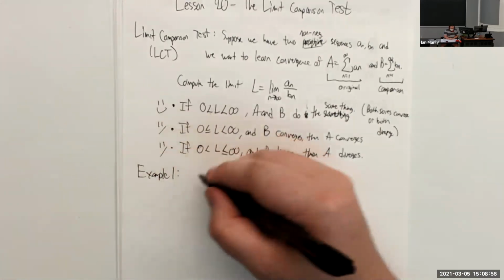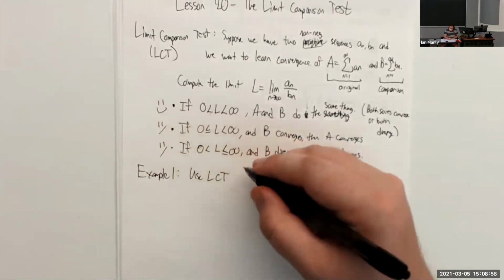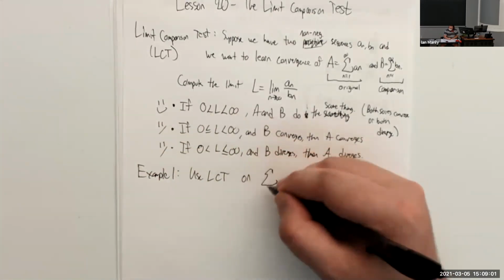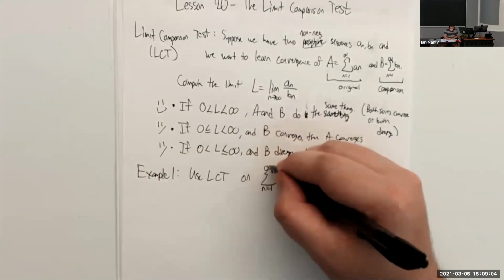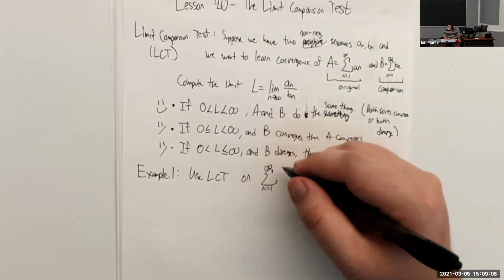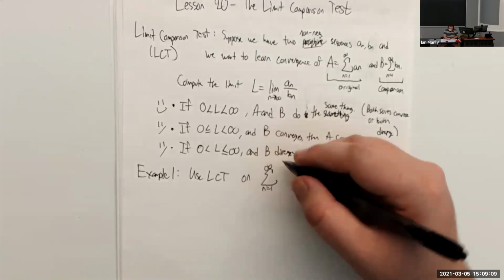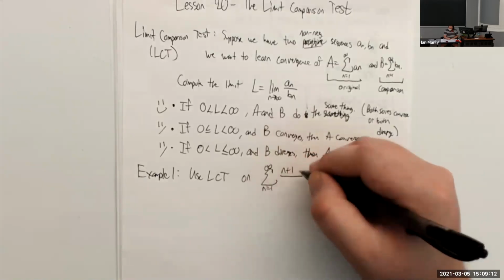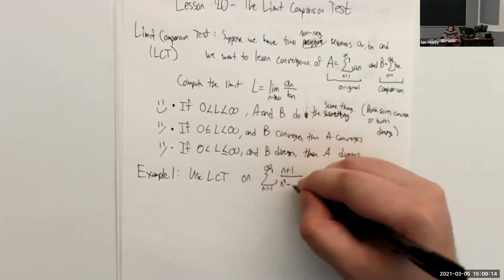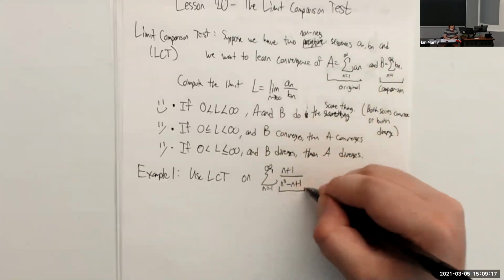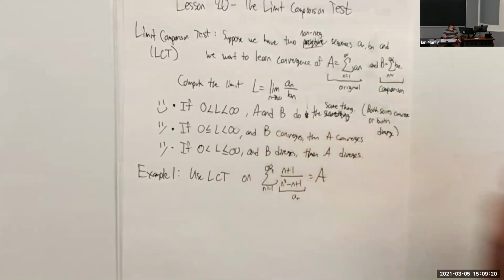Okay, so use the limit comparison test on the series n equals 1 to infinity of n plus 1 divided by n cubed minus n plus 1. So this right here is our AN, and this whole series is our A. Now, just like the regular comparison test, we need to pick a comparison series to compare it to. And usually we pick the comparison series in the same way that we did for the direct comparison test.